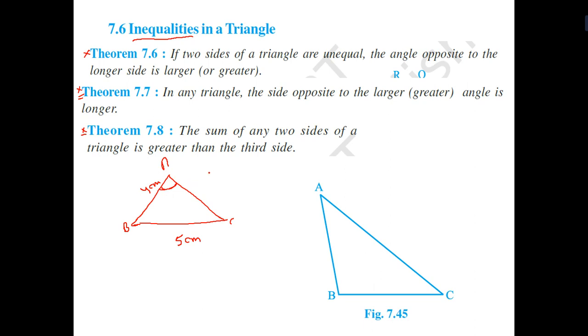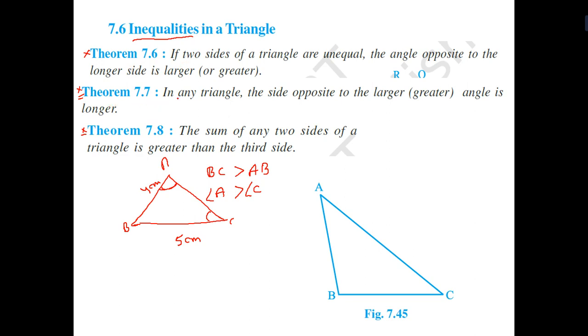So we can say BC is greater than AB, then BC opposite angle is A. Say angle A is greater than angle C, because AB opposite angle is C. That is theorem number 1.